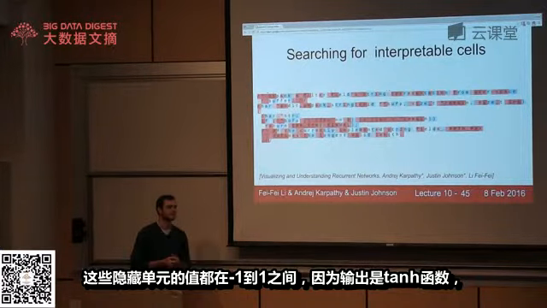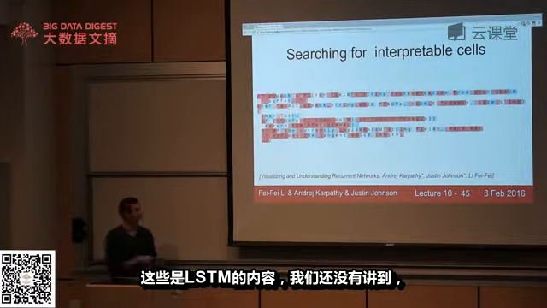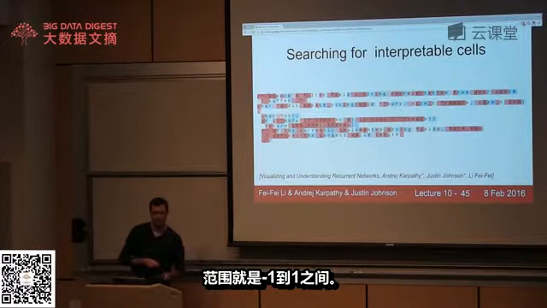Good? How are you defining a cell turning on? Yes, so these hidden cells were always between -1 and 1. They're an output of a tanh. And this is from an LSTM, which we haven't covered yet. But the firing of these cells is between -1 and 1, so that's the scale that sets this picture. OK, cool.